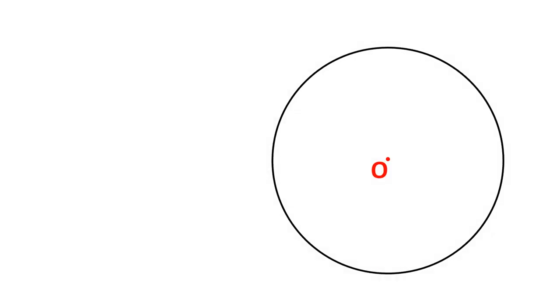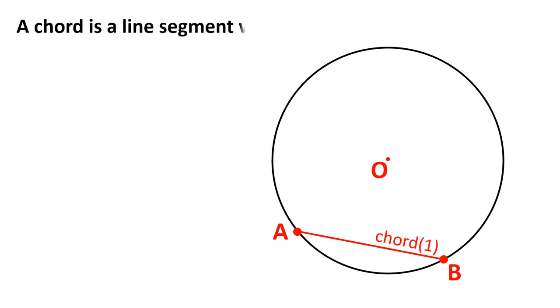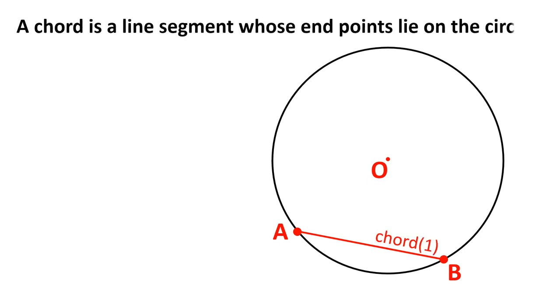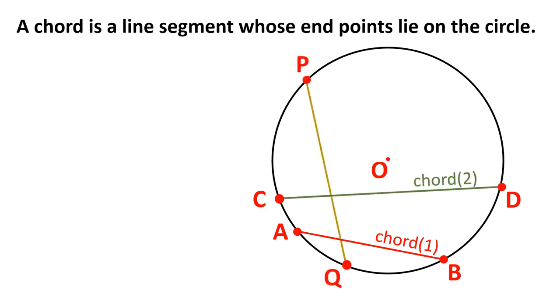Our next topic is chord. Take 2 points anywhere on the circle. Let's take A and B. Join them. AB is a line segment whose end points lie on the circle. So the line segment AB is called a chord of the circle. So what is a chord? A chord is a line segment whose end points lie on the circle. Take other 2 points C and D whose end points lie on the circle. Join them again. It is a chord. Similarly, PQ is a chord and MN is also a chord.